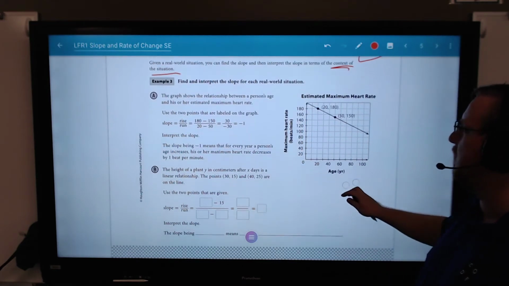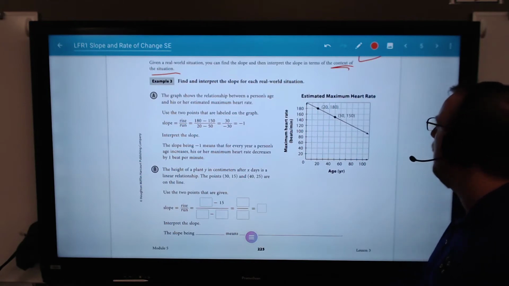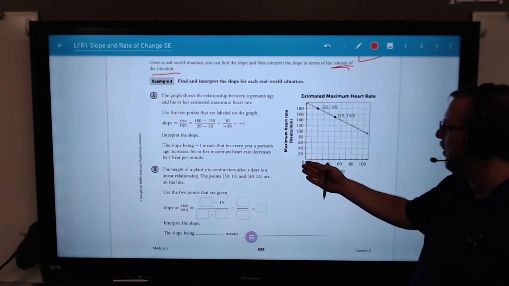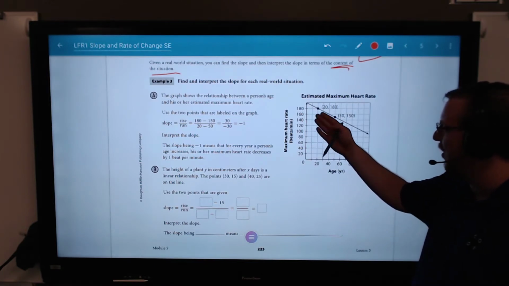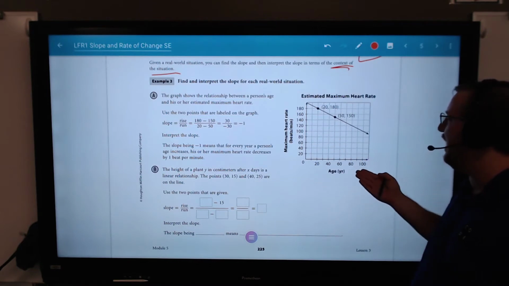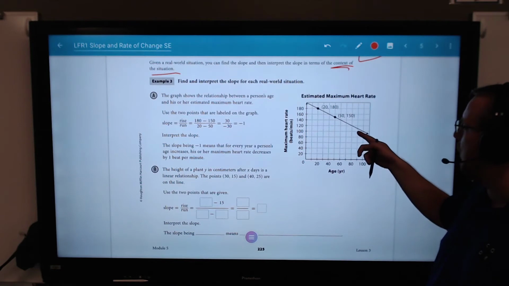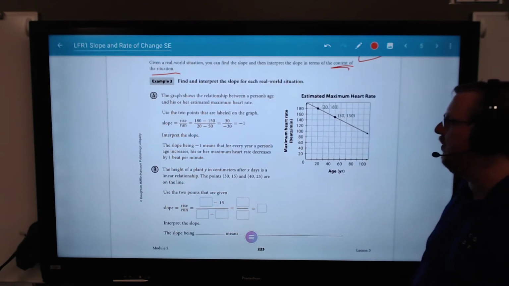So let's take a look at this one. Find and interpret the slope for each real world situation. We have a graph, and on the y-axis we have maximum heart rate in beats per minute. On the x-axis here we have estimated maximum heart rate. We've got a couple points in here: 20 comma 180, 50 comma 150, right?